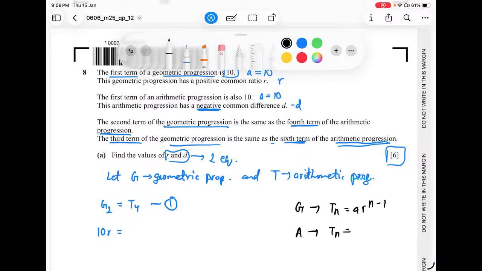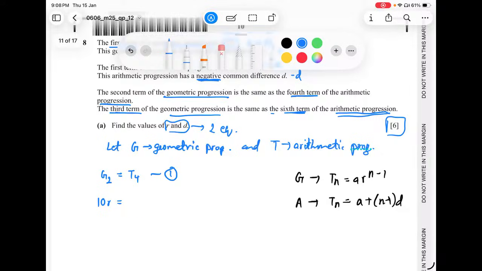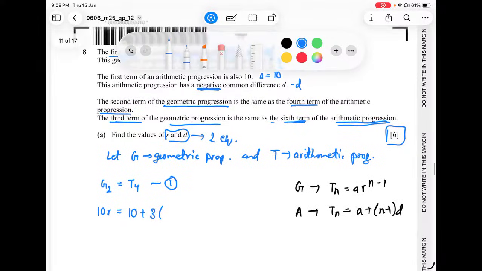Okay, so the arithmetic progression will be a plus (n minus 1)d. That's your general form of the term, and to find the fourth term, basically 10 plus (n minus 1), which is 4 minus 1, is going to be 3. Since it's a negative common difference, we write negative d. So don't forget the negative sign. It's important to write the negative sign so that you don't make any mistakes in this.